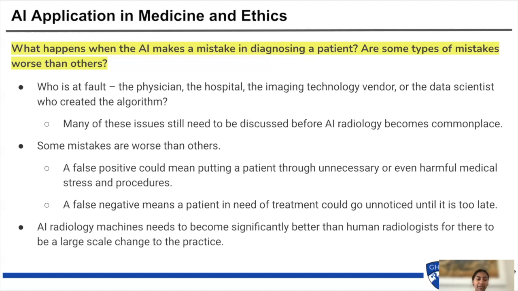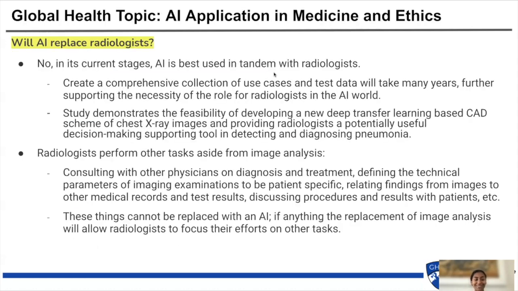These AI radiology machines need to become significantly better than humans for there to be such a large-scale change to the practice. Another question is, will AI replace radiologists? And no, in its current stages, AI will not replace radiologists. It's best used in tandem with radiologists as a tool. Radiologists need to create comprehensive collections of use cases and test data, which will take many years and further supports the necessity of radiologists within an AI world. These tools can help with decision-making in detecting and diagnosing pneumonia, not replace.